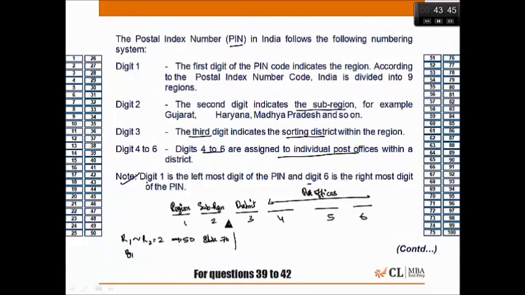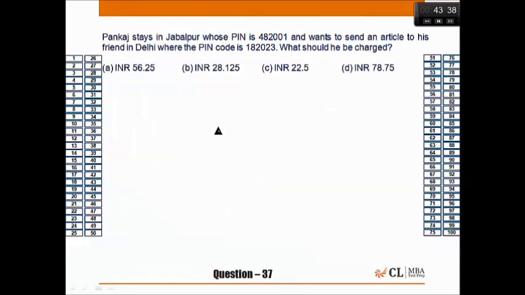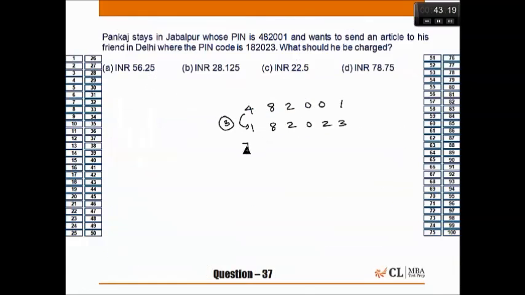Okay, good. So then he says, shall I note this down? Okay, I can use this only. Let's see the question. Pankaj, 482001 is what I can see, Jabalpur, wants to send an article to 182023. So this difference is 3, which basically tells us that I need to charge this one. No region difference, I need to charge 70 bucks. Anyway, it has to be greater than 70. Only one option.